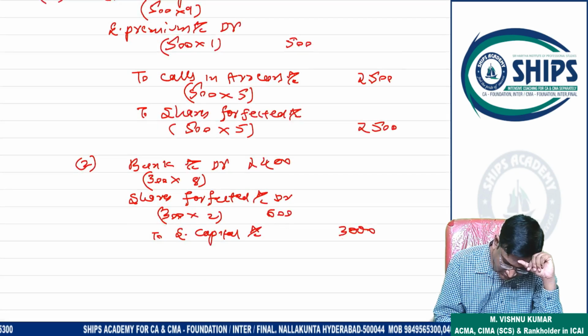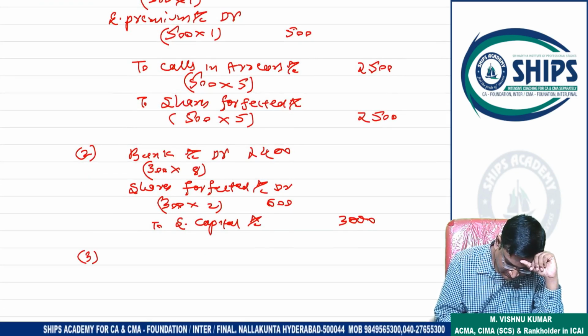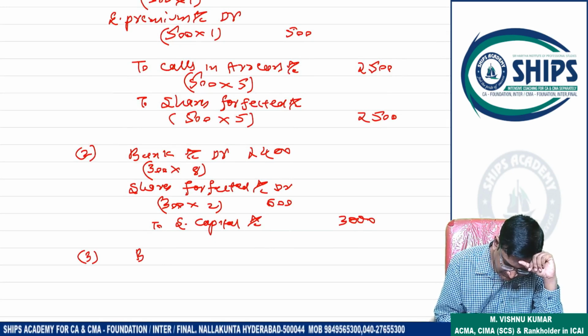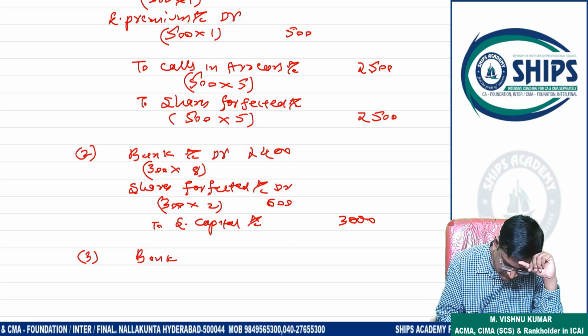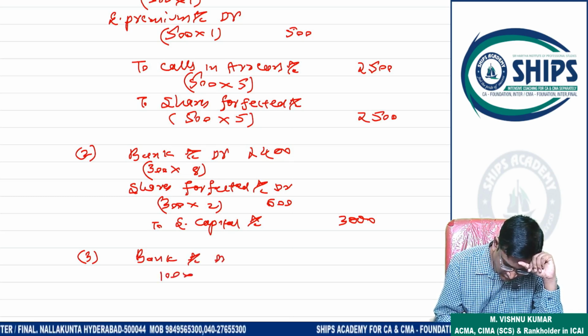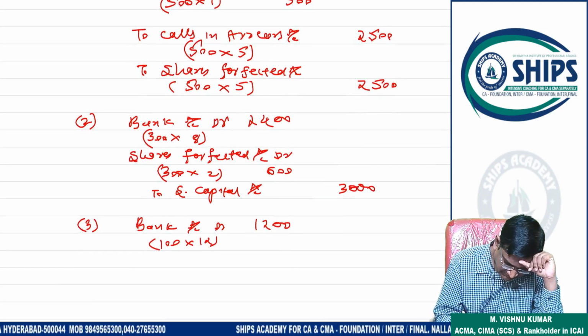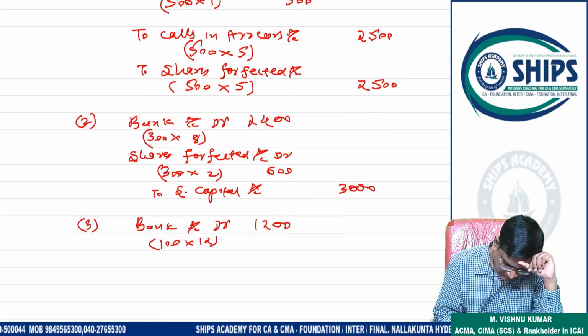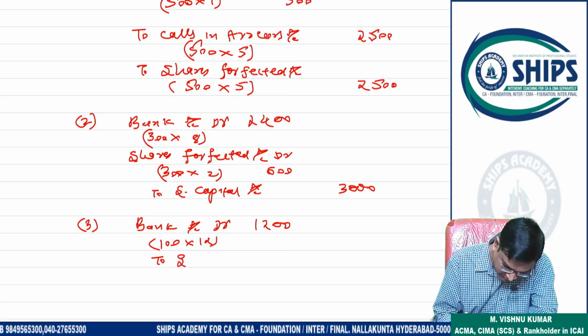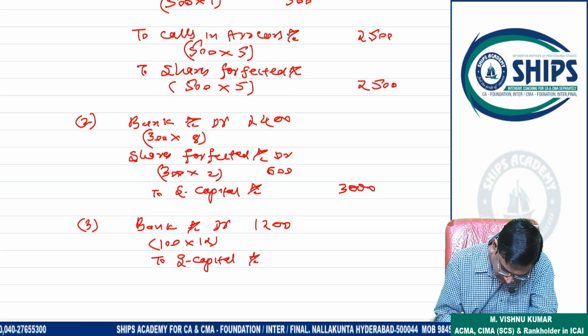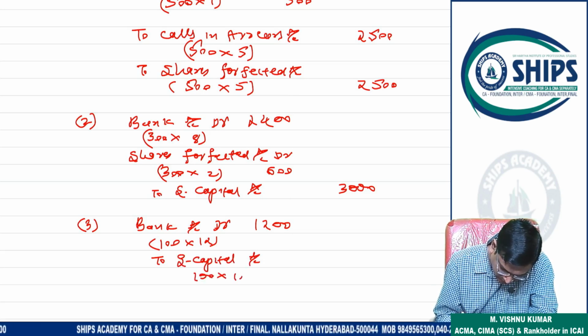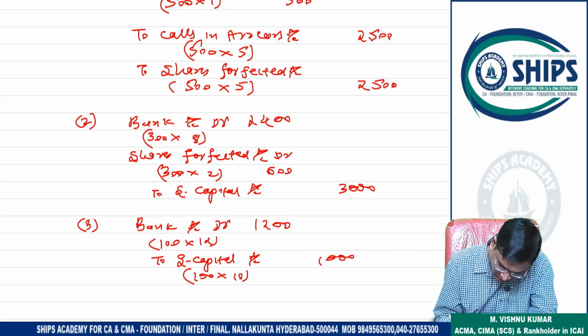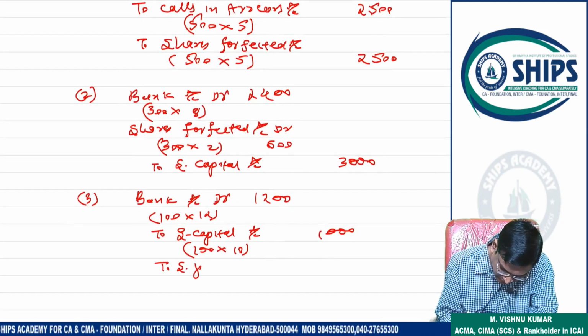100 shares are reissued at premium. Account debit. 100 shares into 12, to share capital, 100 into 10. Remaining is transferred to.